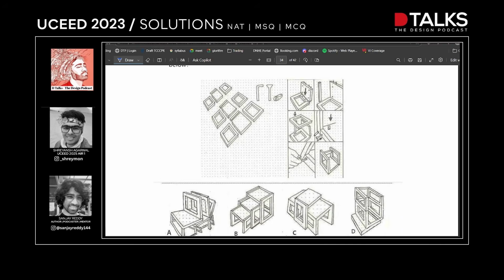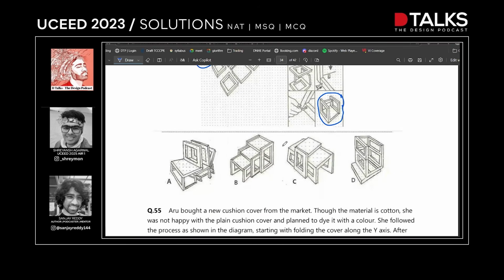symmetrical. It shows one of the pieces over here. This is how it looks when you join three of them together. So A and D are very different. In option D, one of the pieces is just flat. Cut A, not possible. B and C. So now we're going to see B and C.